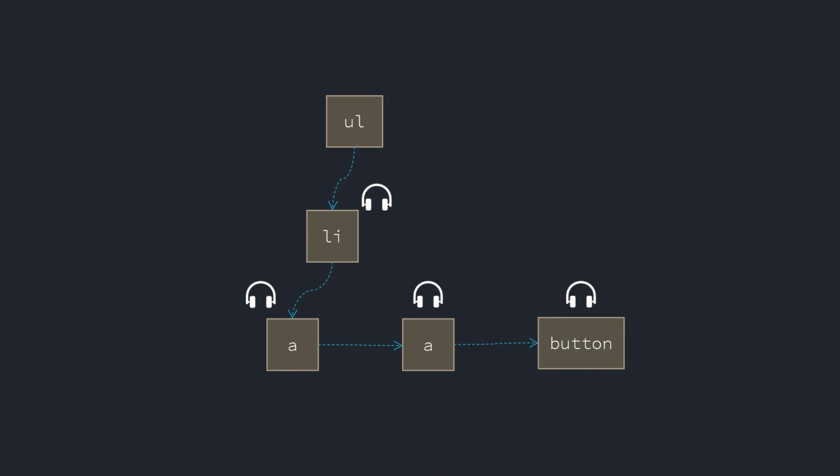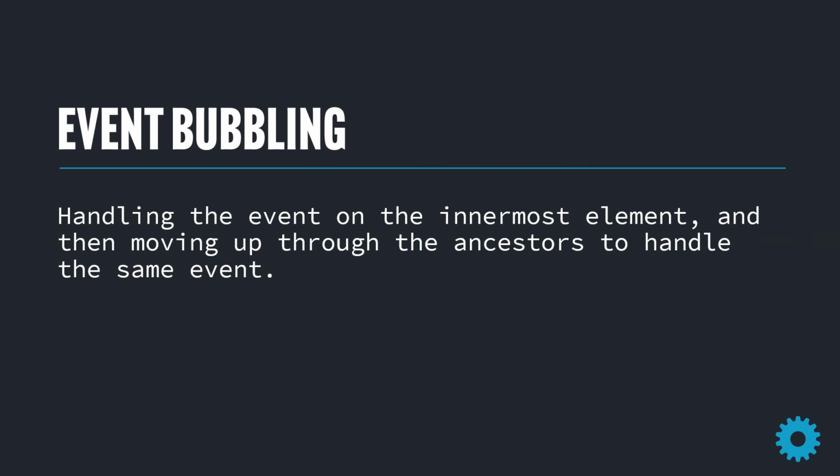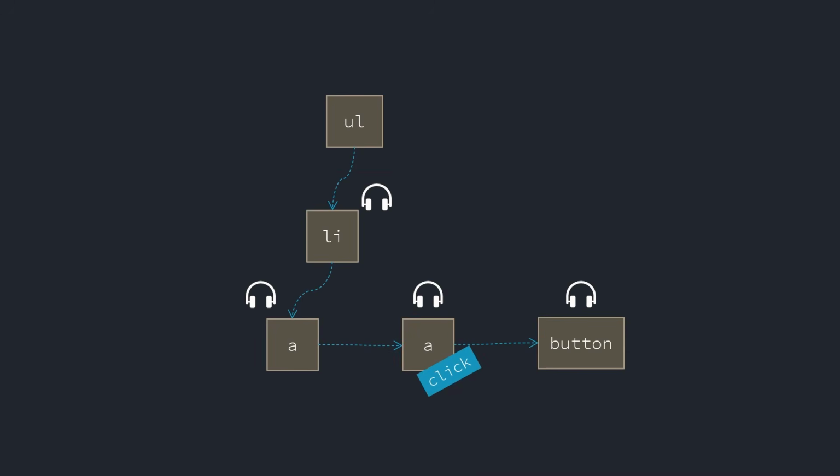We also need to think about the fact that when I click one element, I'm also clicking its parents in a way. This gets into what's called event bubbling. Big word alert. Event bubbling. Browsers handle event bubbling. That means handling the event on the innermost element and then moving up through the ancestors to handle the same event. So something is clicked. The ancestors have also been clicked. And so they could also need to handle their own clicks, handle that same event.